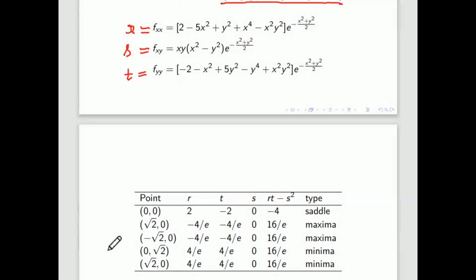So next class we will do one more problem based on maxima, minima.